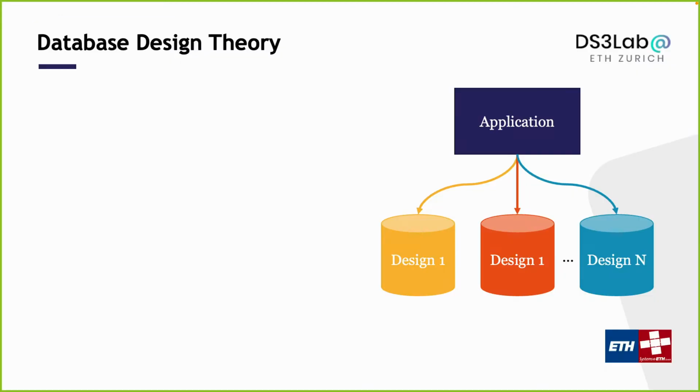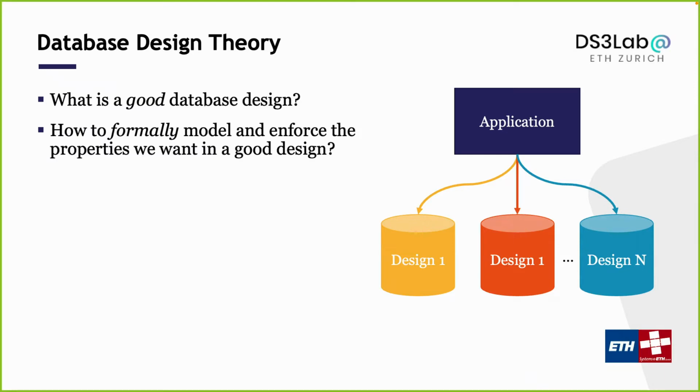And that's something we are going to talk about today, and also next lecture and next Wednesday, using these 3 different lectures to talk about what people often call the database design theory. The fundamental thing is you have an application. You could have different ways to design your logical schema. You could merge these two relations. You could split this relation. You have so many different ways to store the same piece of information. And the core of database design theory is to understand precisely what a good database design is, and how to formally model and enforce the properties that we want in a good design.